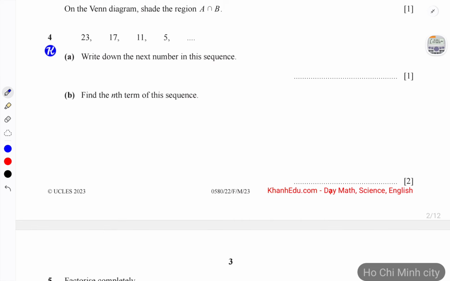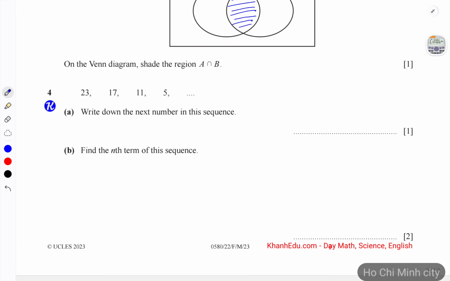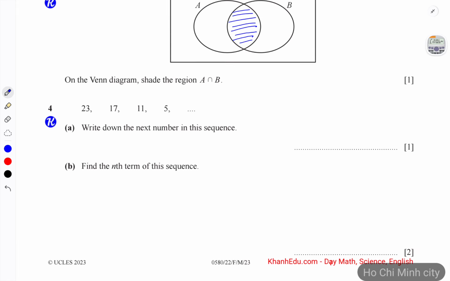Number 4, we have to find out the next number in this sequence. So let's see the term-to-term rule here. So from 23 to 17, we minus 6, right? And then subtract 6, and then subtract 6. So the next one would be 5 minus 6, which is -1. And how about finding the nth term of this sequence?